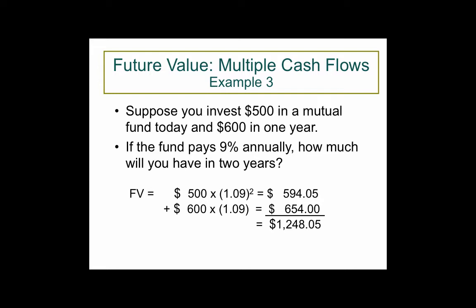Okay, this is pretty easy. You can use this formula below. You're simply going to push the $500 2 years and the $600 just 1 year. So if you notice, there's no 1 where it says 600 times 1.09 raised to the 1, because that 1 is simply understood. But you would sum those together and you'd have $1,248.05.